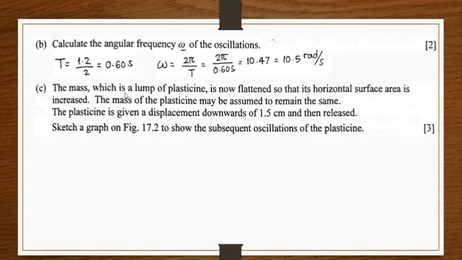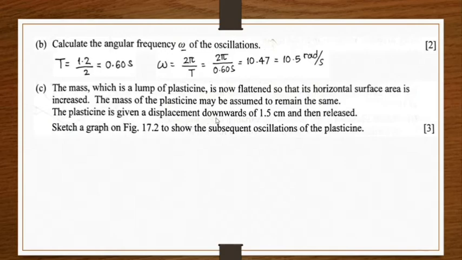Question c. The mass, which is a lump of plasticine, is now flattened so that its horizontal surface area is increased. The mass of the plasticine may be assumed to remain the same. It is given a displacement downwards of 1.5 centimeters and then released. Sketch a graph on figure 17.2 to show the subsequent oscillations of the plasticine. Now we can see that when the horizontal surface area is increased, it will affect the motion because the air resistance will also be larger.